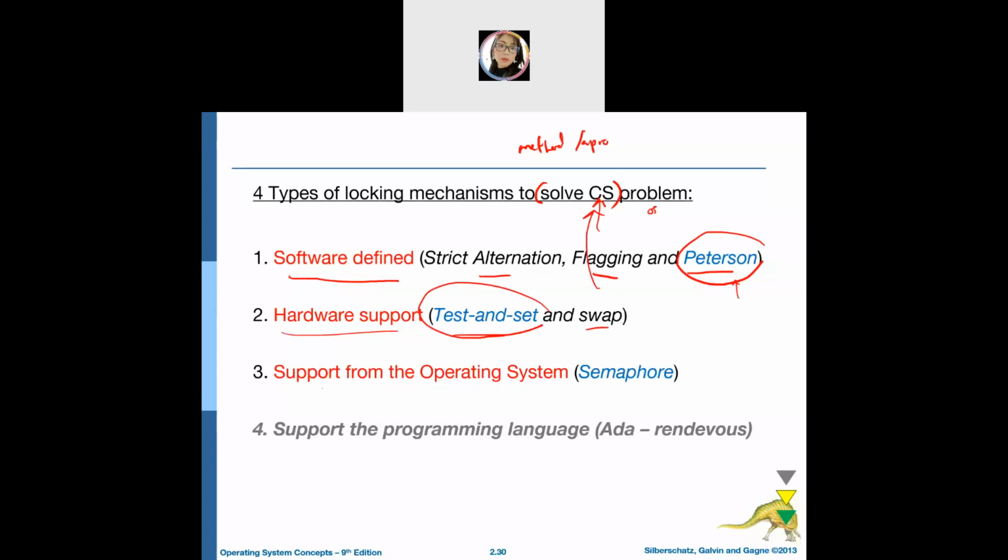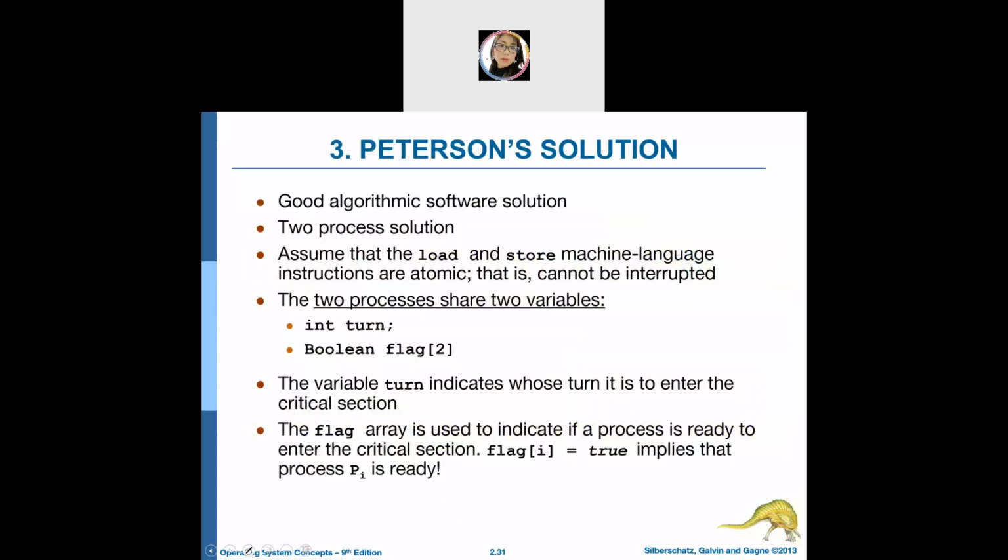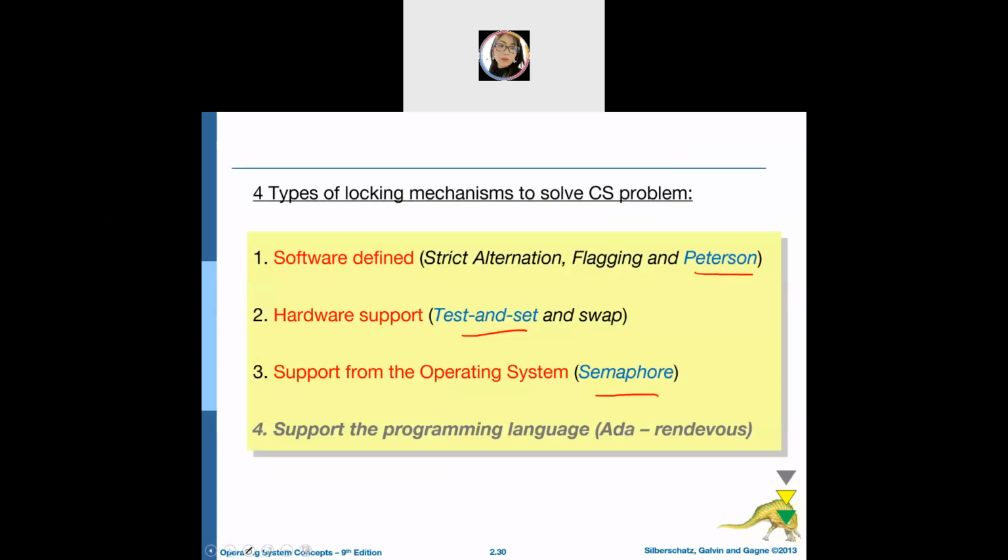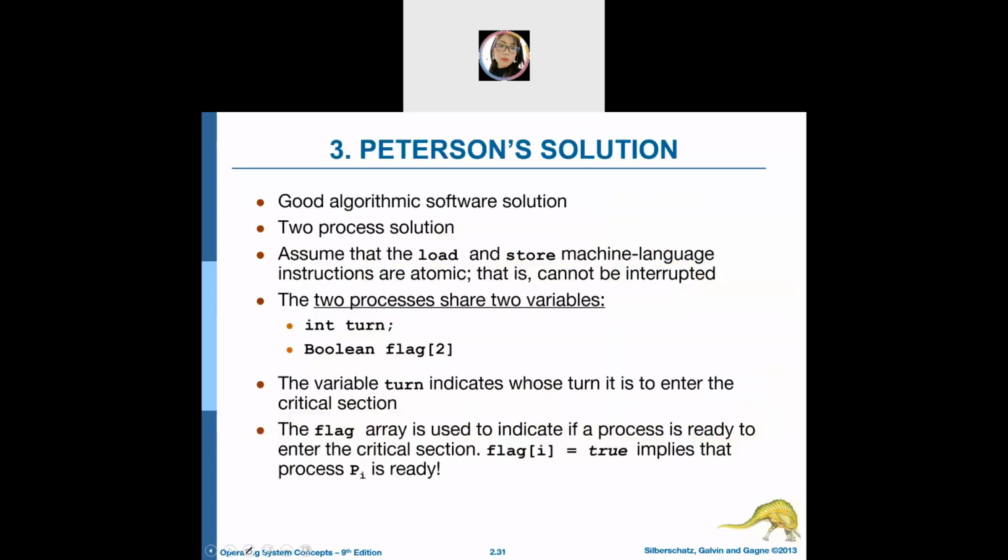And another one, support from the operating system, or in short form we call it semaphore. And lastly, support from the programming language, which is rendezvous, but we are not going to look into this in module 6. So what we will cover in our next slides is Peterson, test and set, and semaphore. So let's take a look directly at the first one, which is software defined, under Peterson's solution.